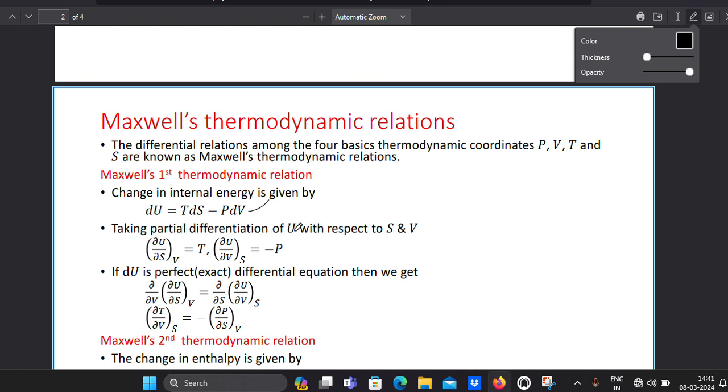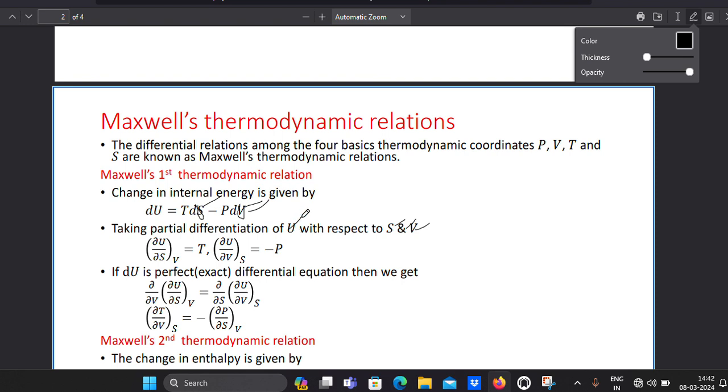Taking the partial differential of U with respect to S and V. Why with respect to S and V do we have to take? Because first time you keep S constant, and then you get one relation, and next if you keep V constant, then you may get another relation. So like this, by using these two only, we can get the thermodynamic relations. That is why I am taking the two partial differentiations, S and V.